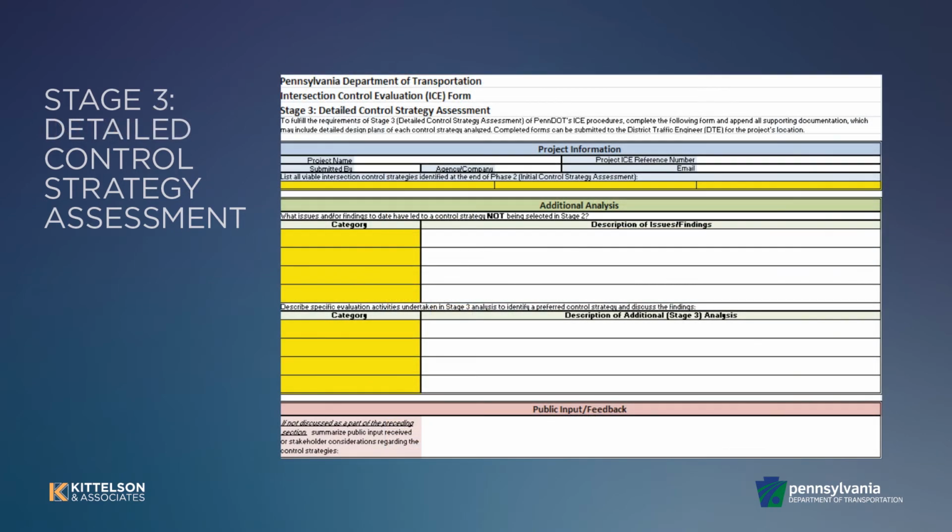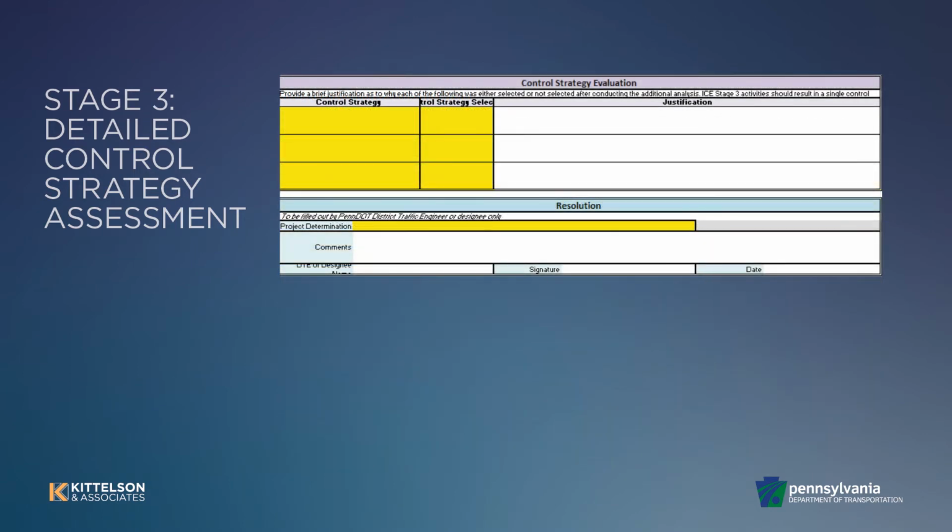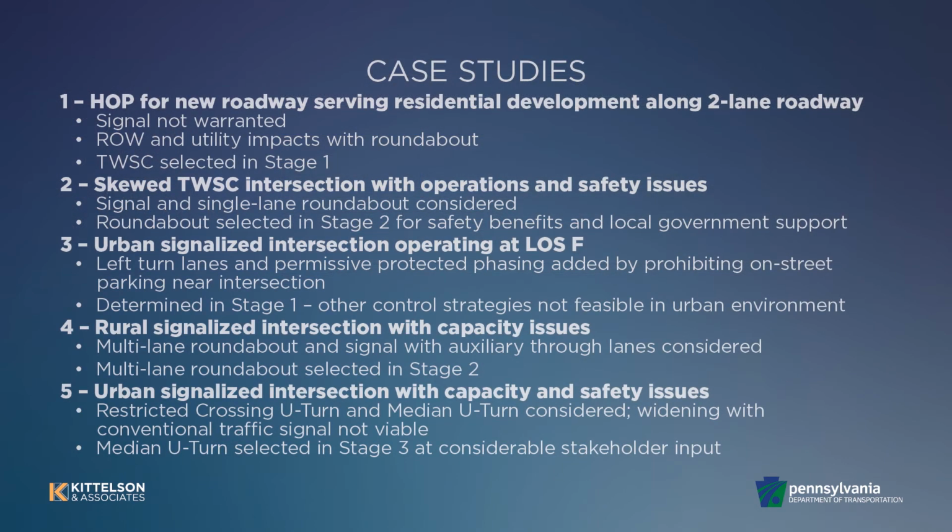The Stage 3 form is the shortest form. It is highly customizable and intended for users to be able to adapt it to the needs of a specific project and get at the issues that have prevented a preferred control strategy from being selected in Stage 1 or Stage 2. 5 case studies have been developed.